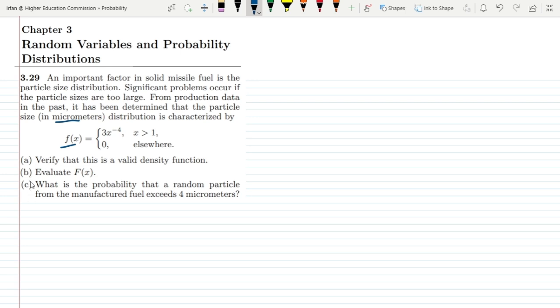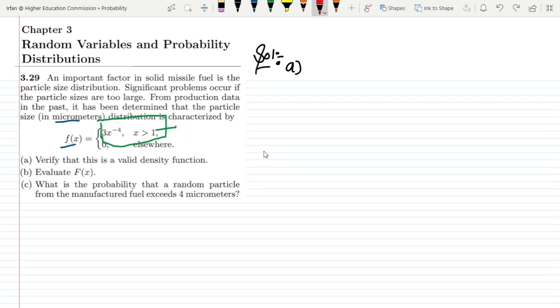We have three options, A, B and C, and we have to find the answer of each of them. In the first part of this question, we have to verify that this is a valid density function. Okay, so let me start the solution of it. This is part A, and in order to verify it, we have to see whether in this range, x greater than 1, this function converges to 1 or not. If it converges to 1, then it would be a valid distribution or valid density function.